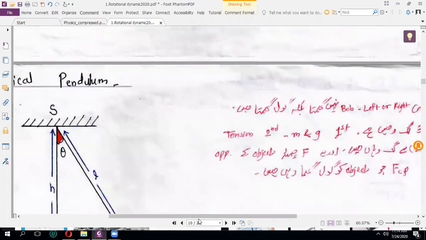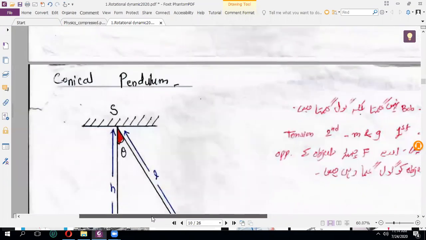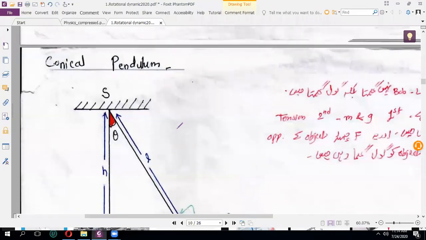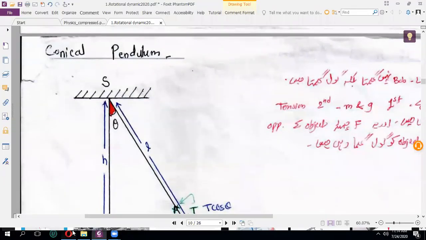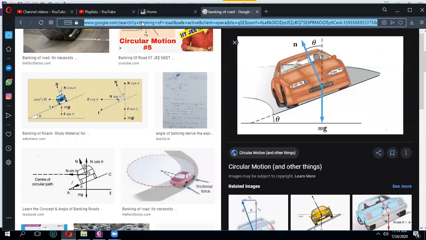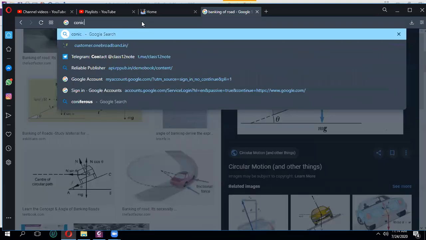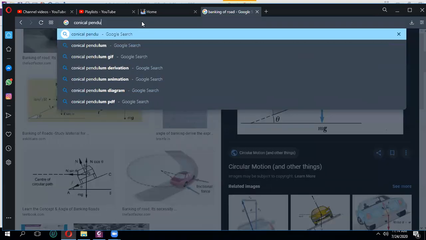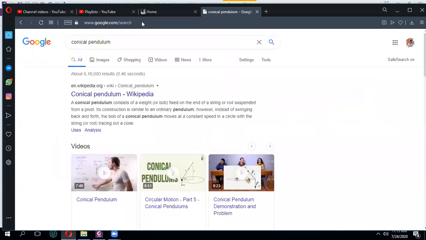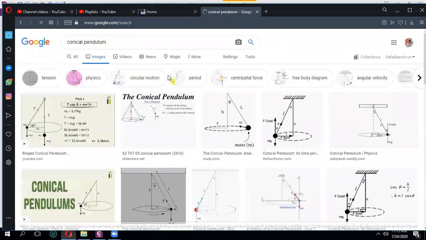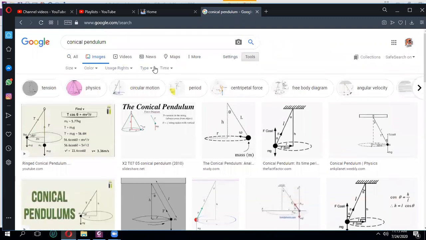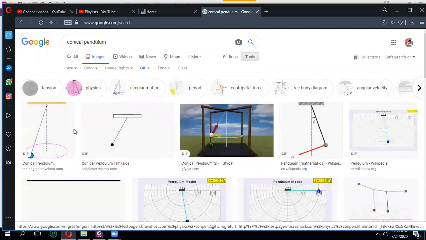Next concept is the conical pendulum. First, we understand what you mean by conical pendulum, not simple pendulum, conical pendulum. I will show you the diagram. Conical pendulum. What is the difference between simple and conical pendulum? This is my favorite topic.